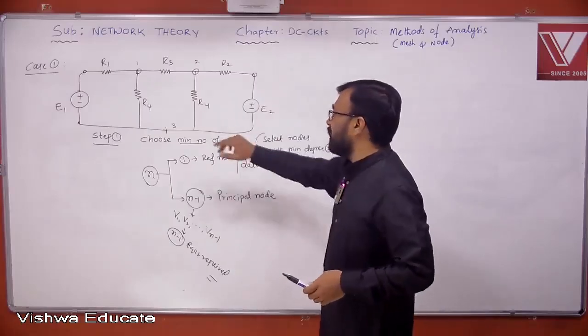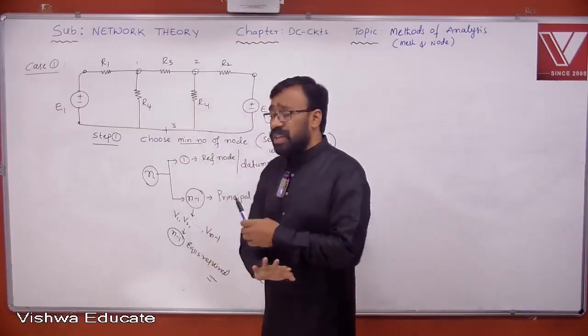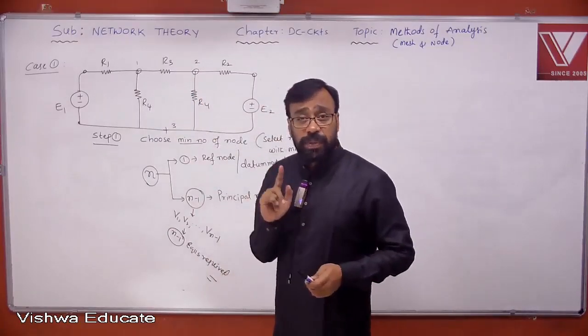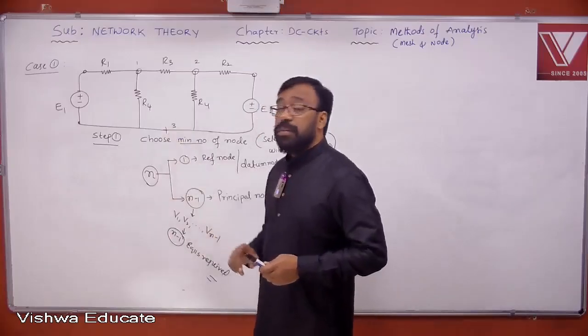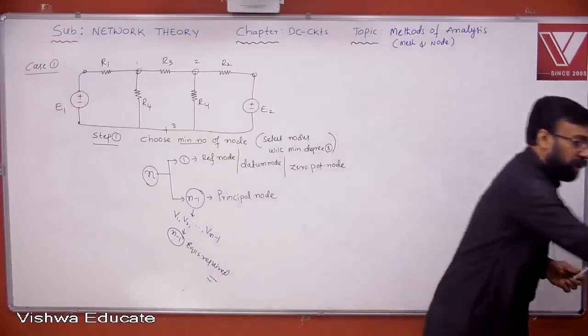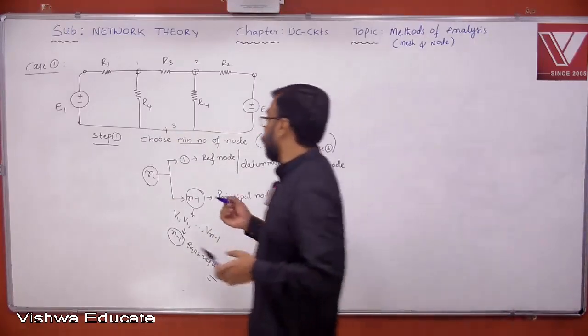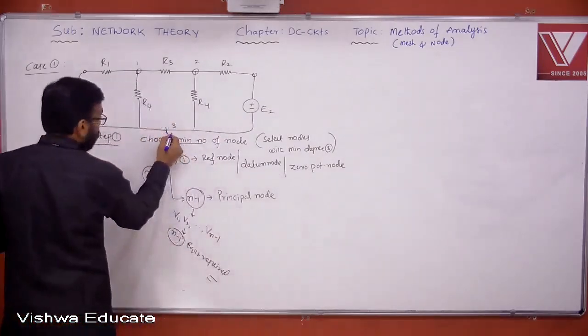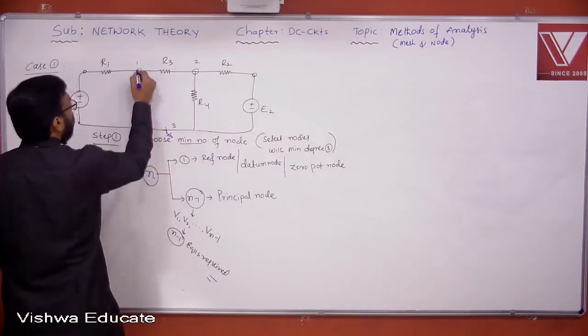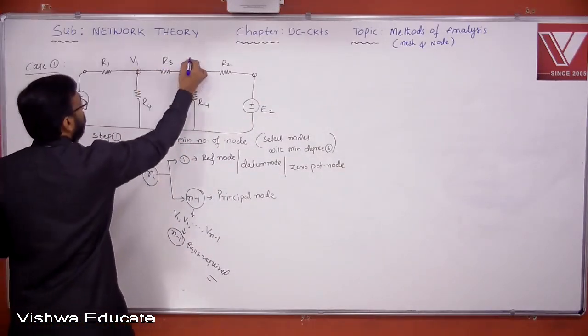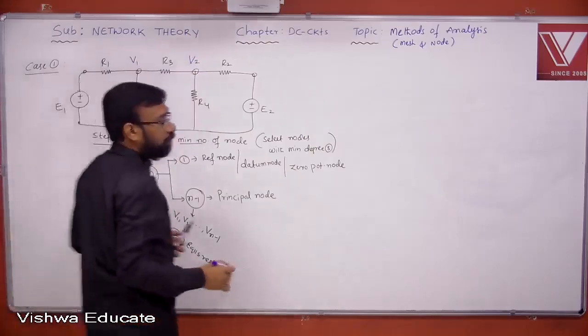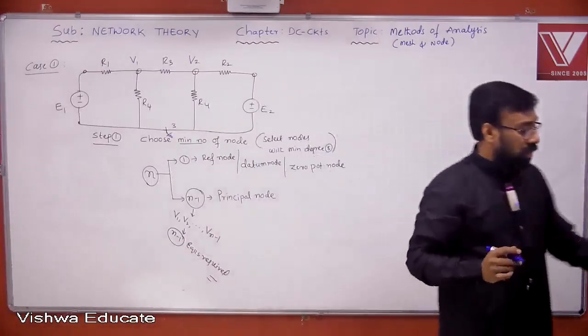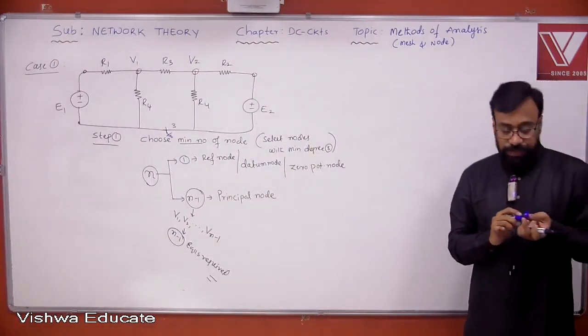You select any node. Doesn't matter this node or this node. There is no restriction at all. But usually people choose the bottom node as a reference node. Therefore, you select this node as a reference node. Then what will happen here? This becomes V1. This becomes V2. Is it clear? V1 and V2.